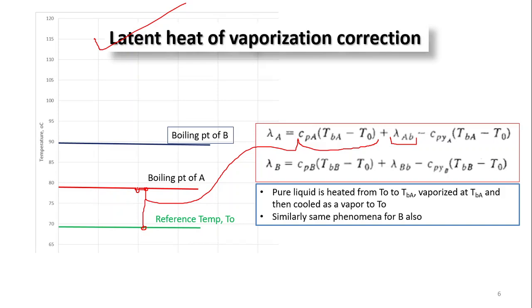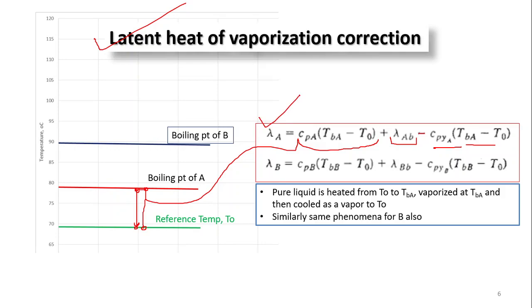Now let's assume that we are going to cool it down, but the only condition is that it should be present in the vapor phase. So if you cool it down in the vapor phase from this temperature to this temperature, it means that heat is being released from that material. So you have to put the value minus Cpya, the vapor phase heat capacity, times the difference between these two temperatures, TBA minus T0. That basically gives the concept of lambda A.